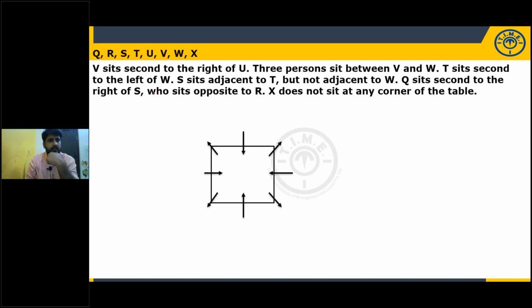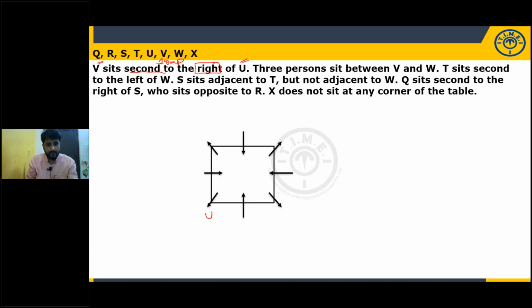V sits second to the right of U. Second right means there will be one gap. But the important thing is whether U sits at the middle of the side or at the corner. That is not given, which means initially it is leading to two possibilities. In one case U is at the corner, and in another case U is at the middle of the side. So let me take both.